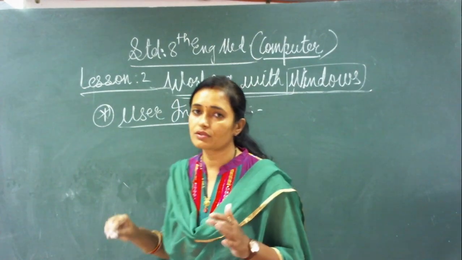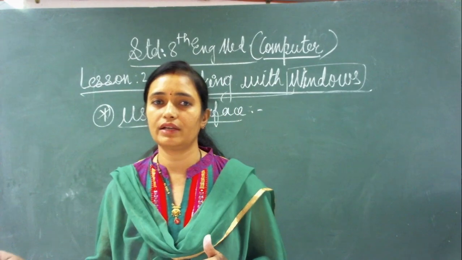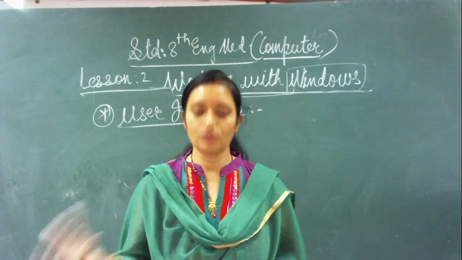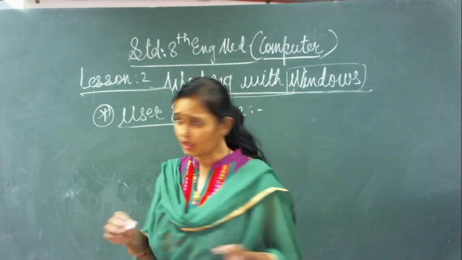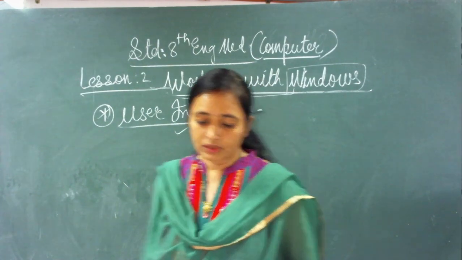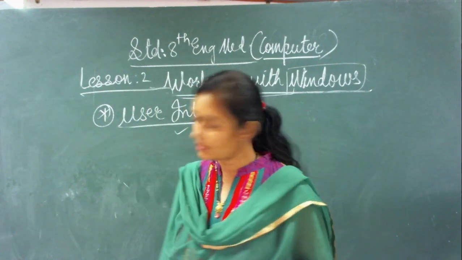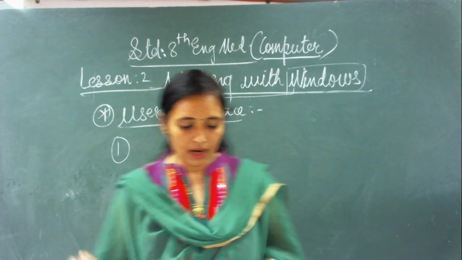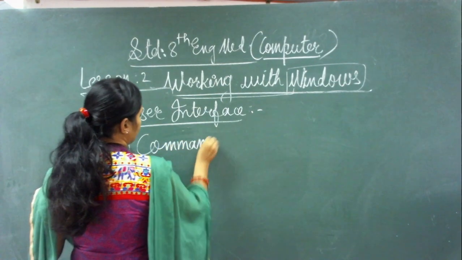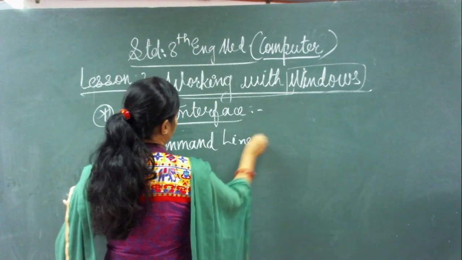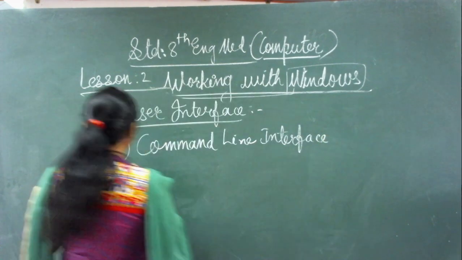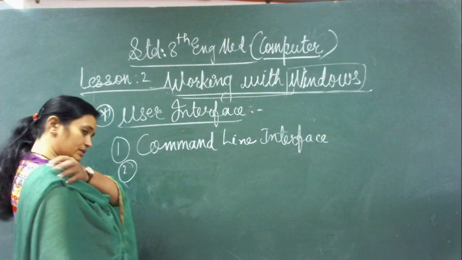Now the user does not know how to communicate with the computer, right, and the computer does not know the instructions of the user, right. So an interface is given, which is called the user interface. Okay, so there are basically two types of user interface. First is the command line interface, and second one is the graphical user interface.